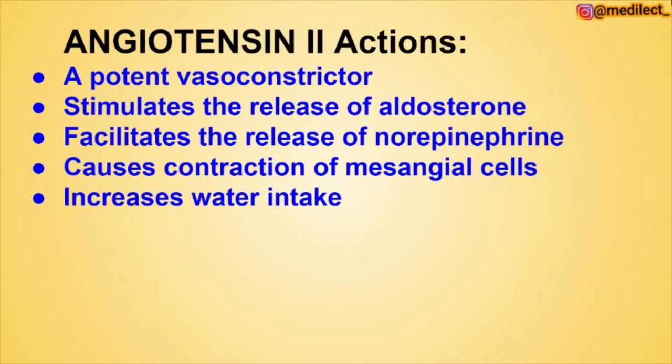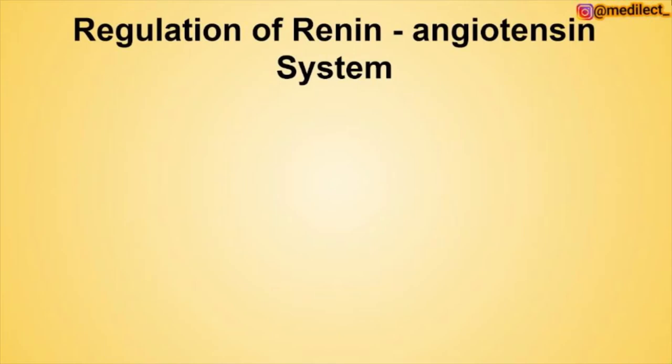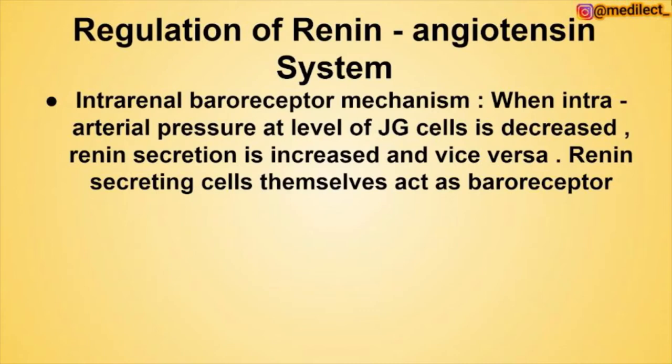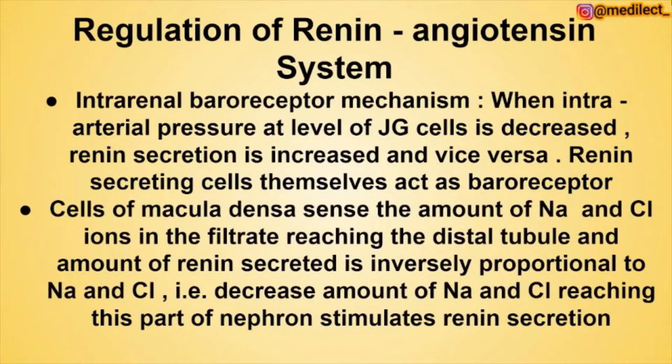Now, next is the regulation of the renin-angiotensin system. First, the intrarenal baroreceptor mechanism. When the intra-arterial pressure at the level of JG cells, juxtaglomerular cells, is decreased, renin secretion is increased and vice versa. Renin secreting cells themselves act as baroreceptors, very important. Cells of the macula densa sense the amount of sodium and chloride ions in the filtrate reaching the distal tubules, and the amount of renin secreted is inversely proportional to the sodium and chloride ions. That is, decrement in the amount of sodium and chloride reaching this part of the nephron stimulates renin secretion. This line is very important.